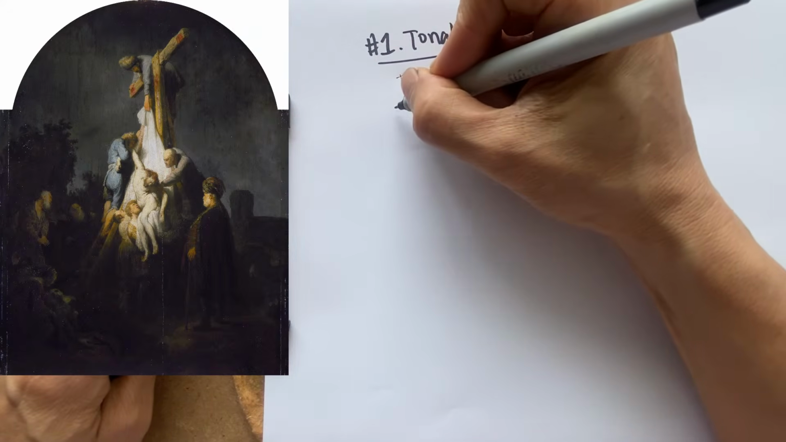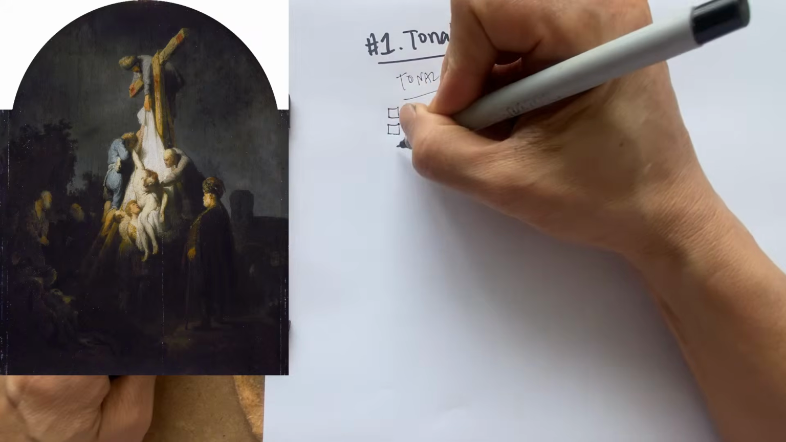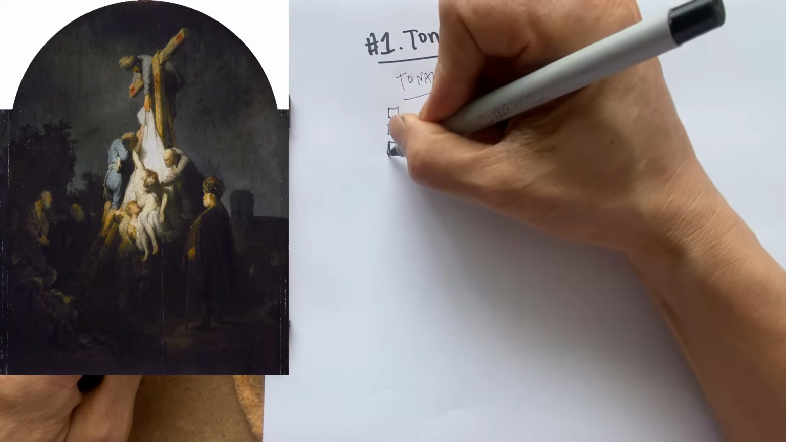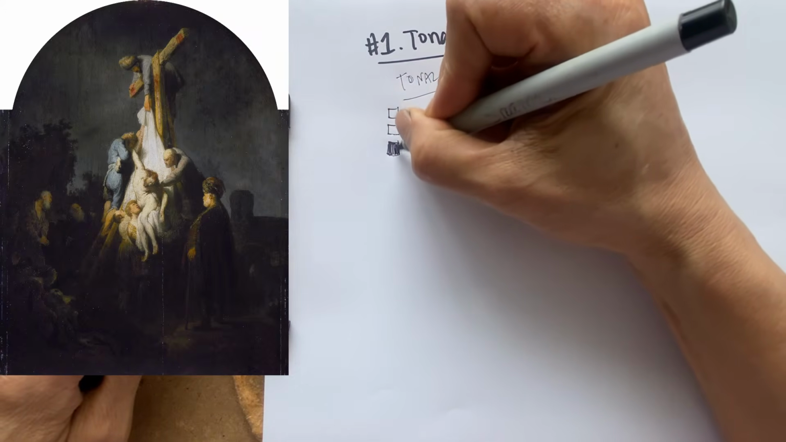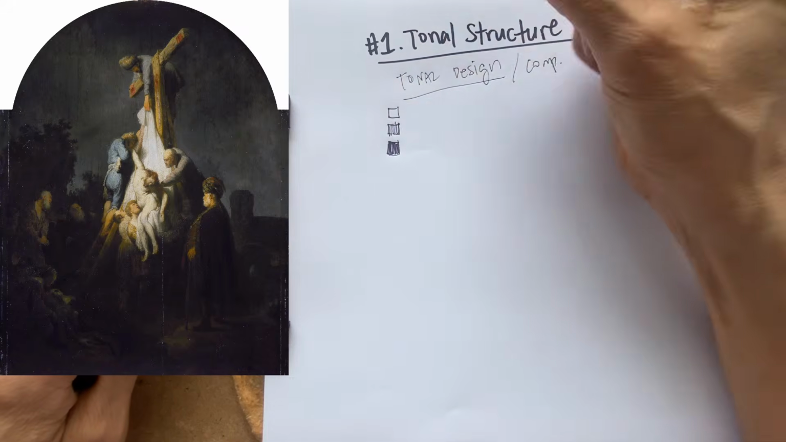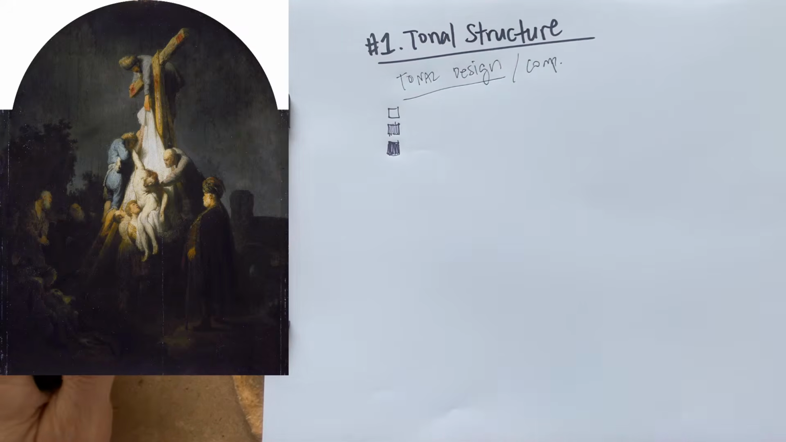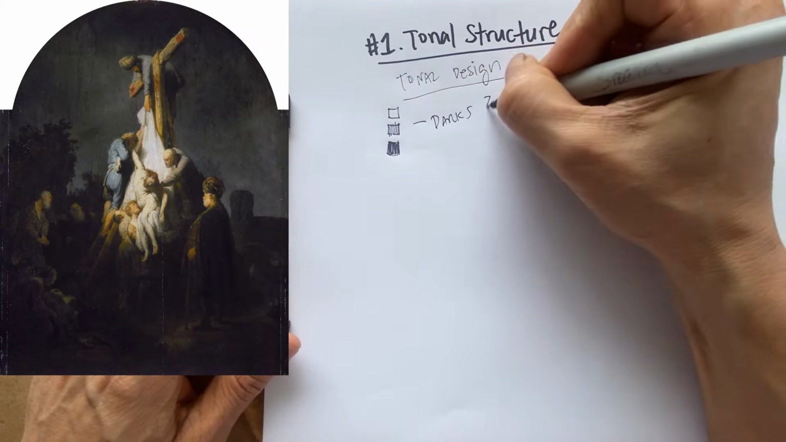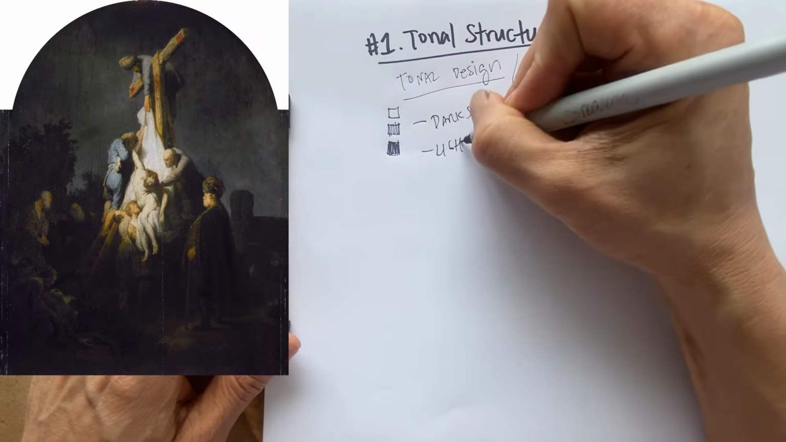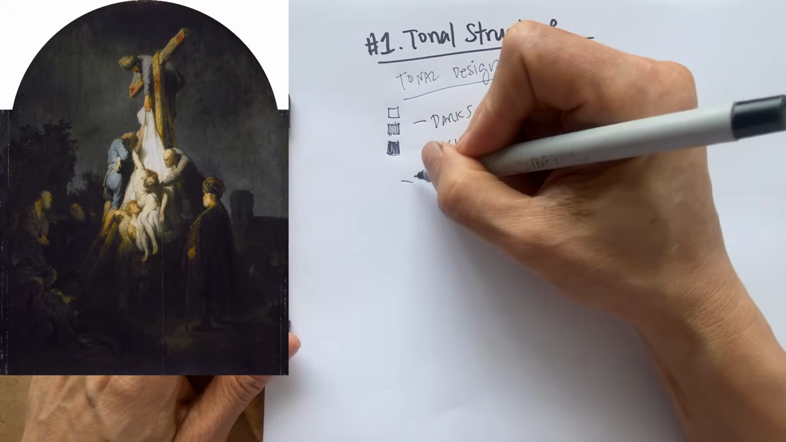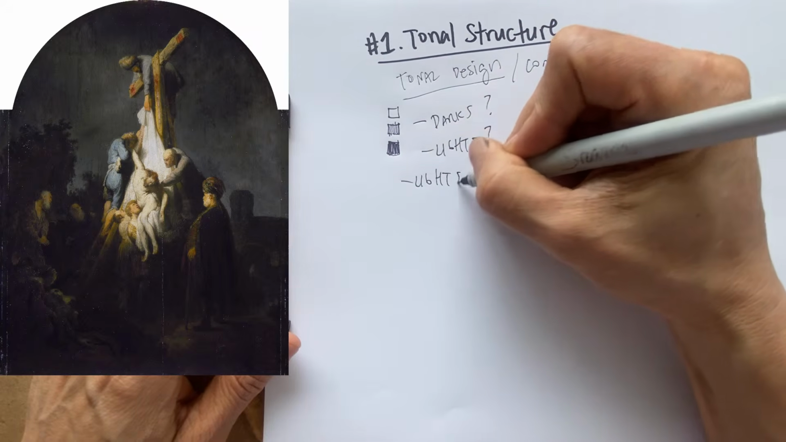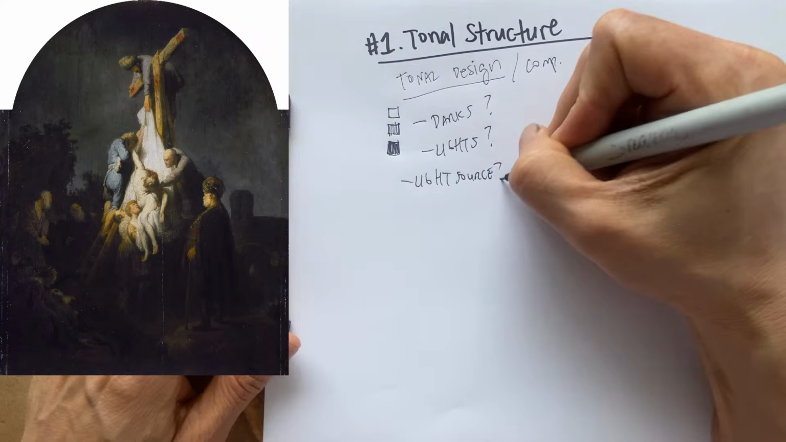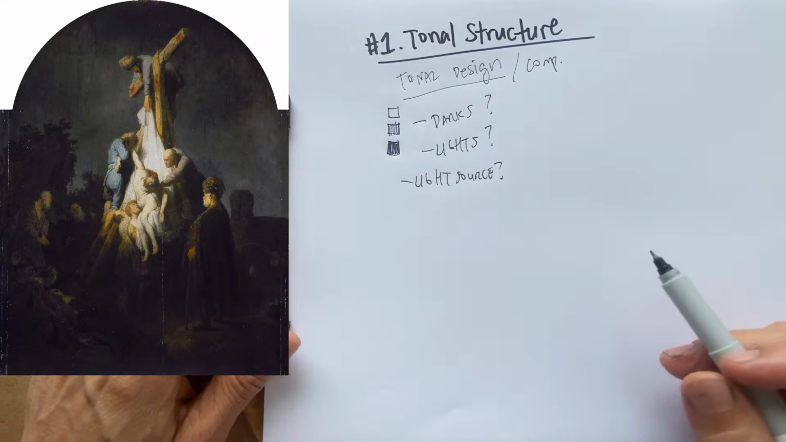You want to simplify the values. Are they using three values? Four values? Five values? Rembrandt uses three. Where are the darks? Where are the lights? Where is the light source? Where is the light coming from? These are the kinds of questions you want to ask.